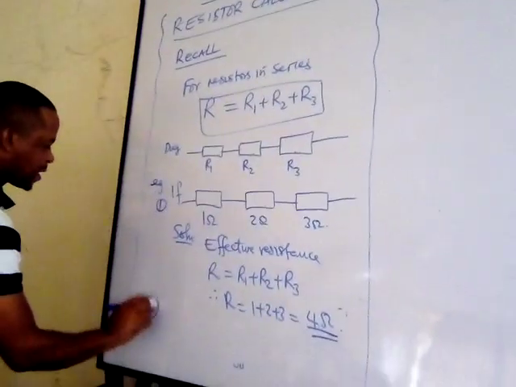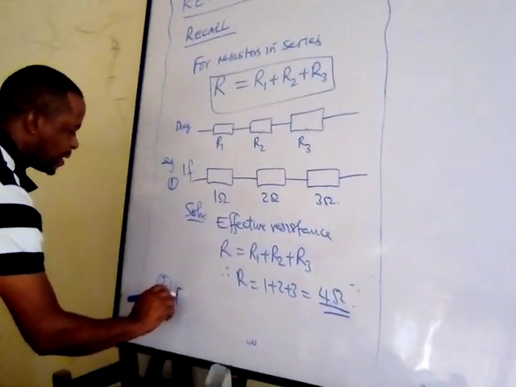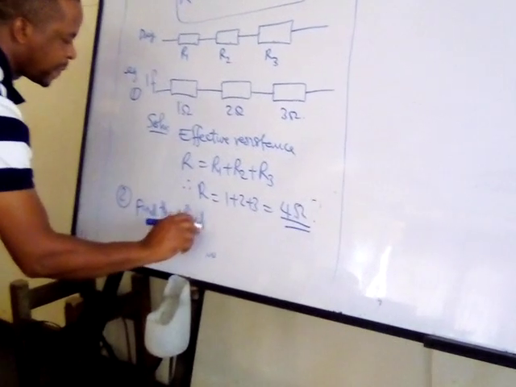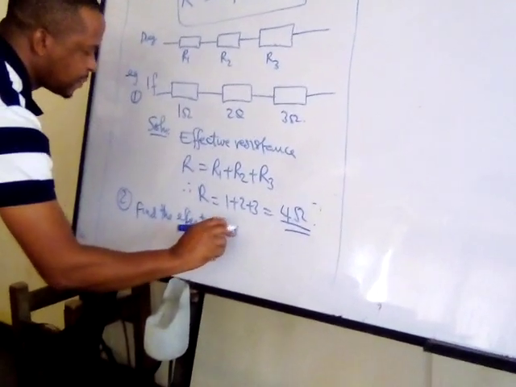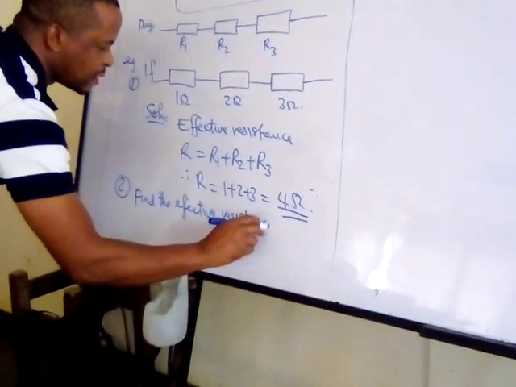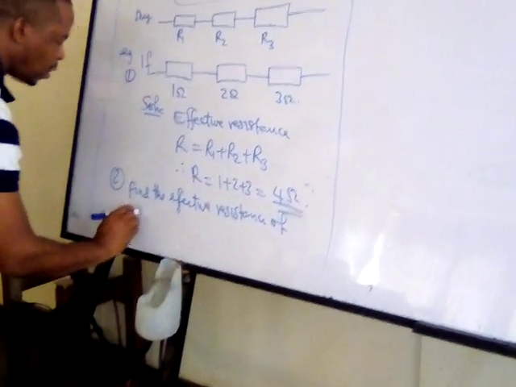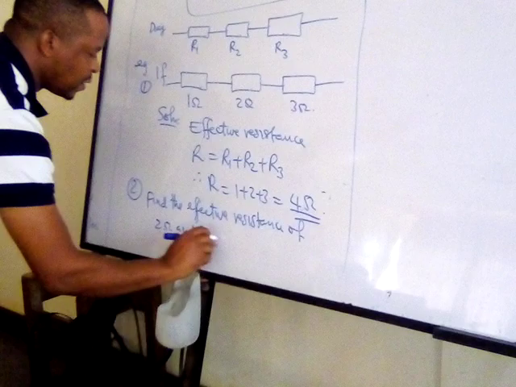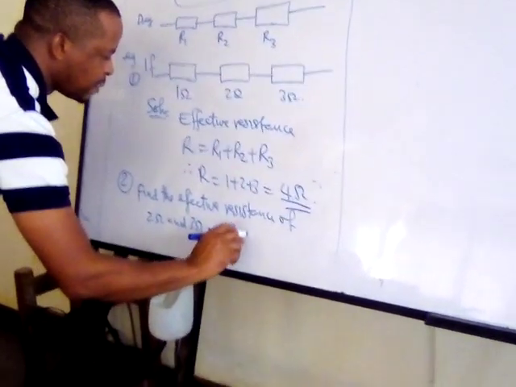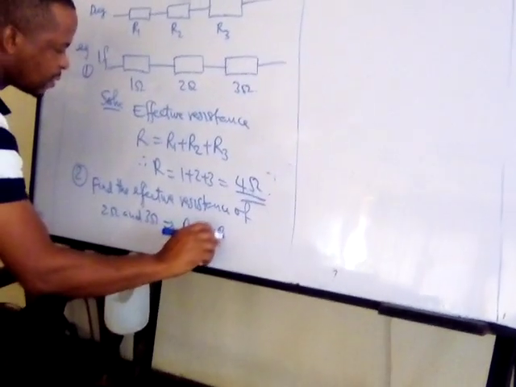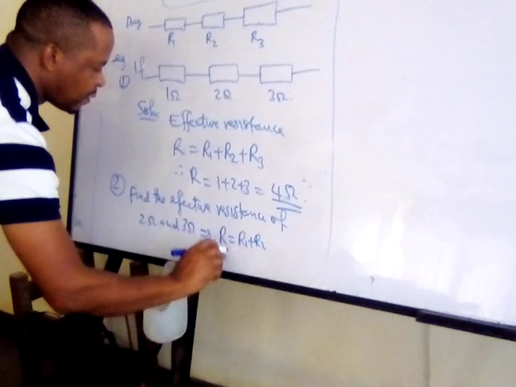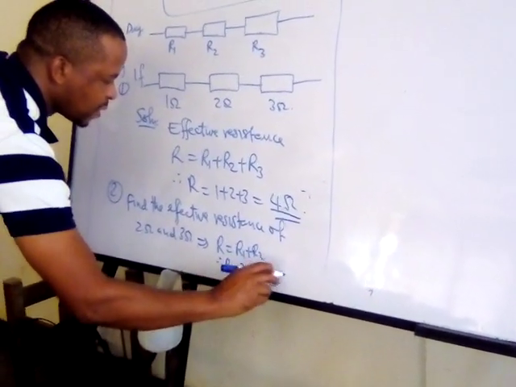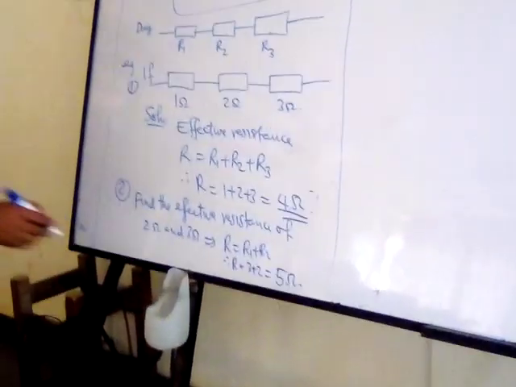You can have another where they say find the effective resistance, or find the total resistance of 2 ohms and 3 ohms. If there are only 2, the effective will be obtained by adding those two values, and this effective will therefore be equivalent to 3 plus 2, which will give us 5 ohms.